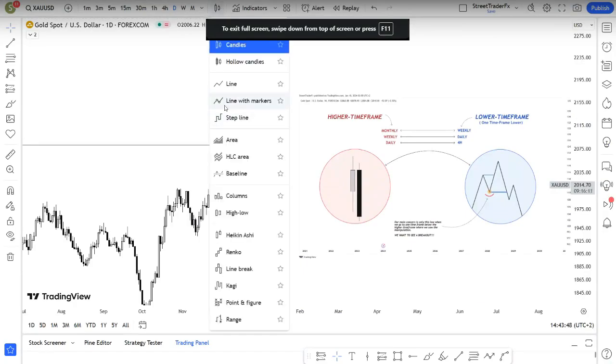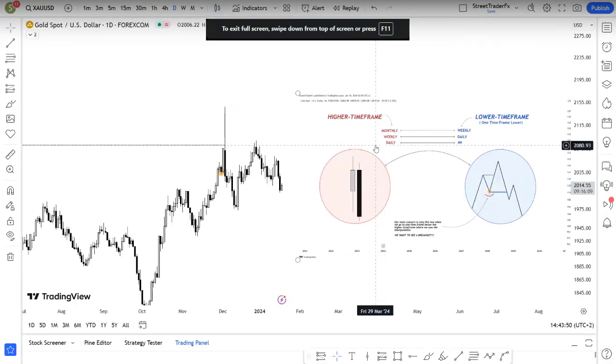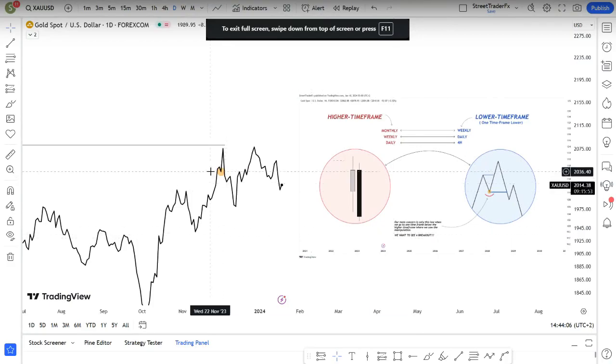So we saw this move on the weekly. Then now we're on the daily. What do we want to see? We want to see price creating a high, a low, a higher high, and then breaking this low within the 2 weekly candles, right?